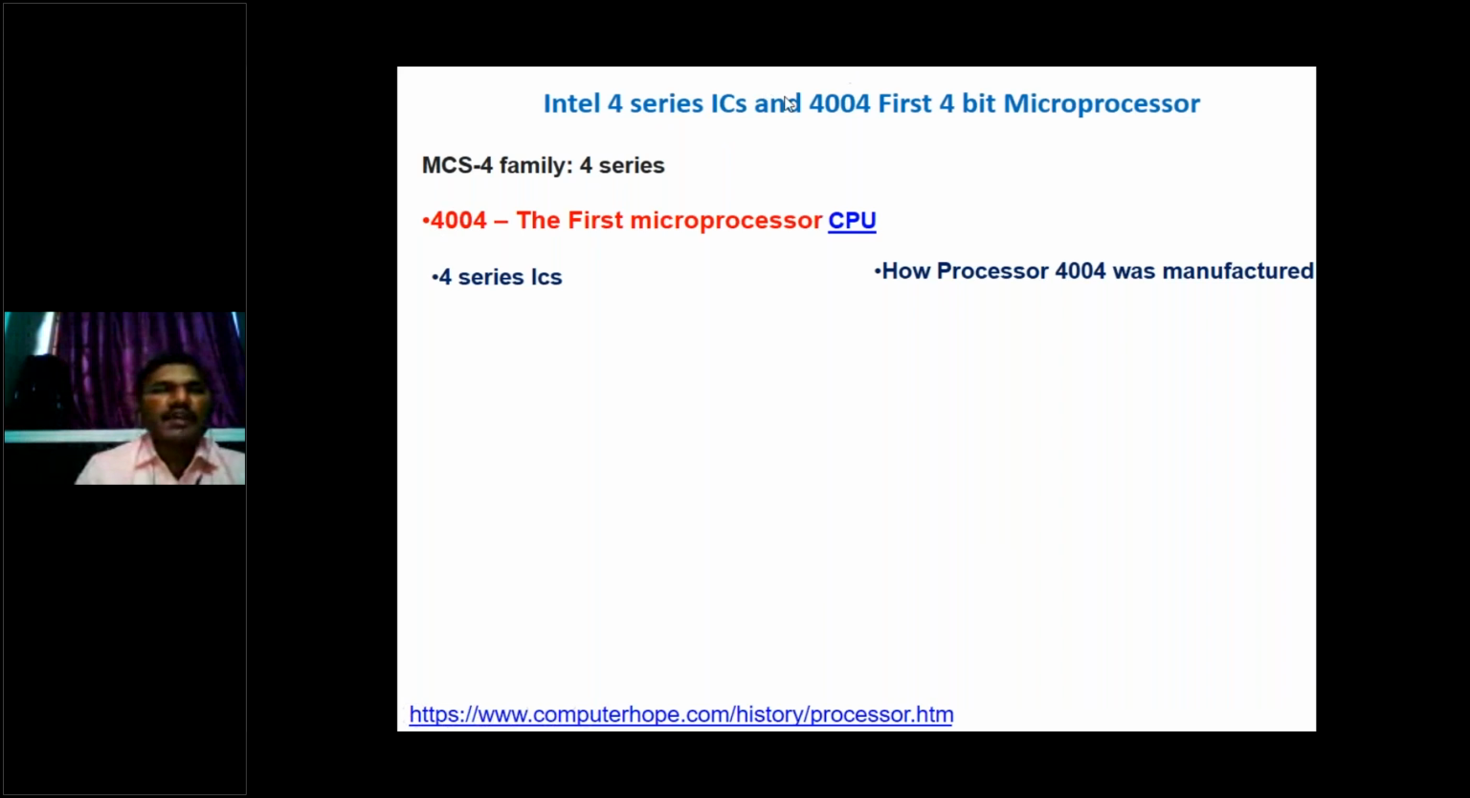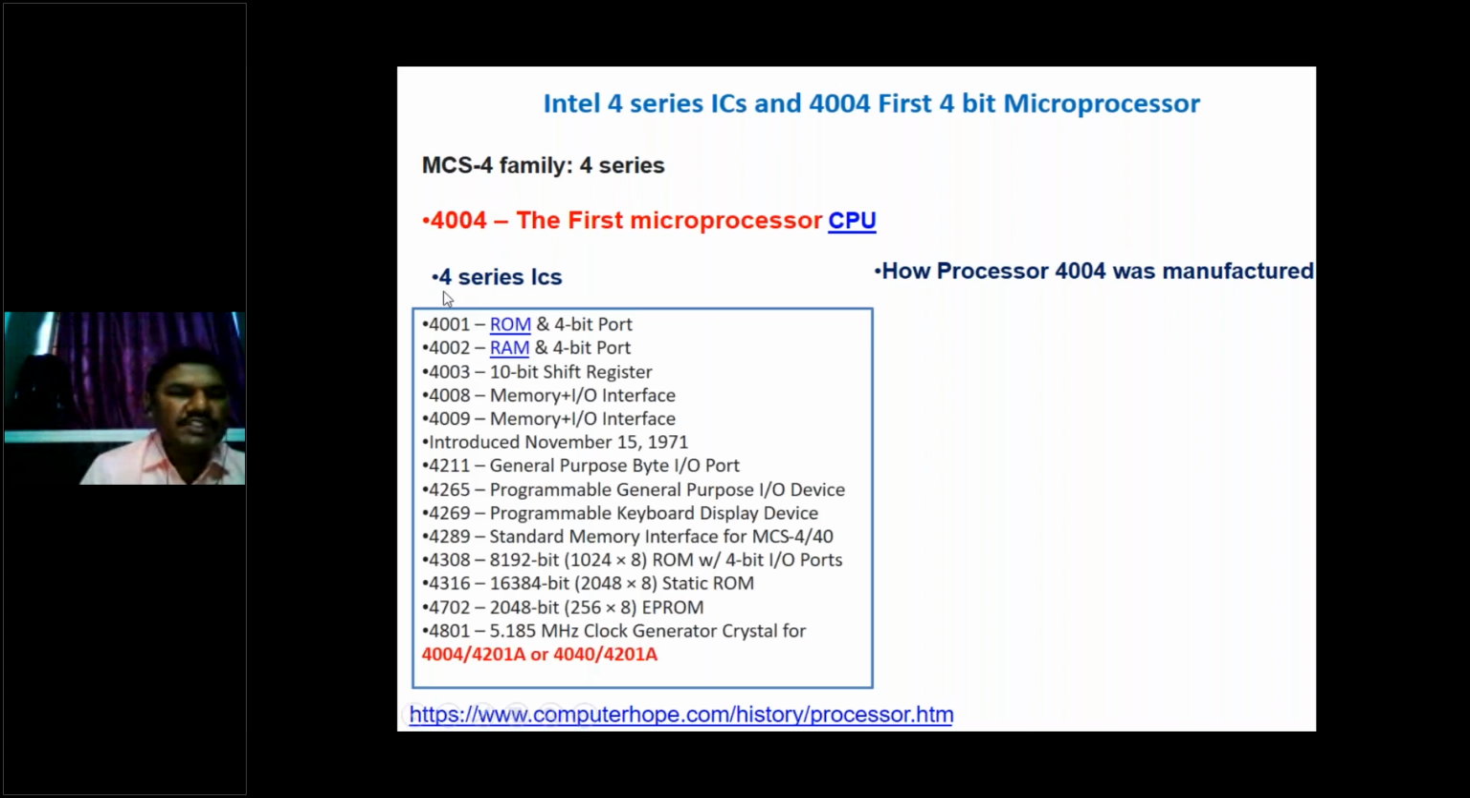And here the first microprocessor was called the 4004 microprocessor. Why is it called 4004, and what is the evolution of 4004? Here we will see. And this is called the 4 series ICs, not microprocessors. This is called the 4 series.